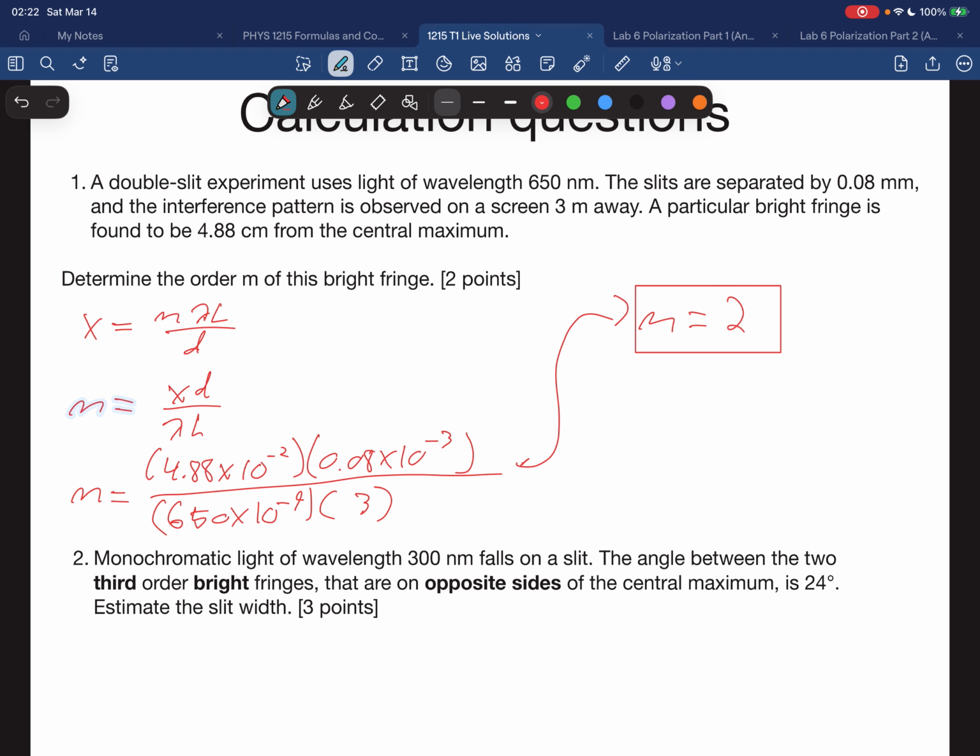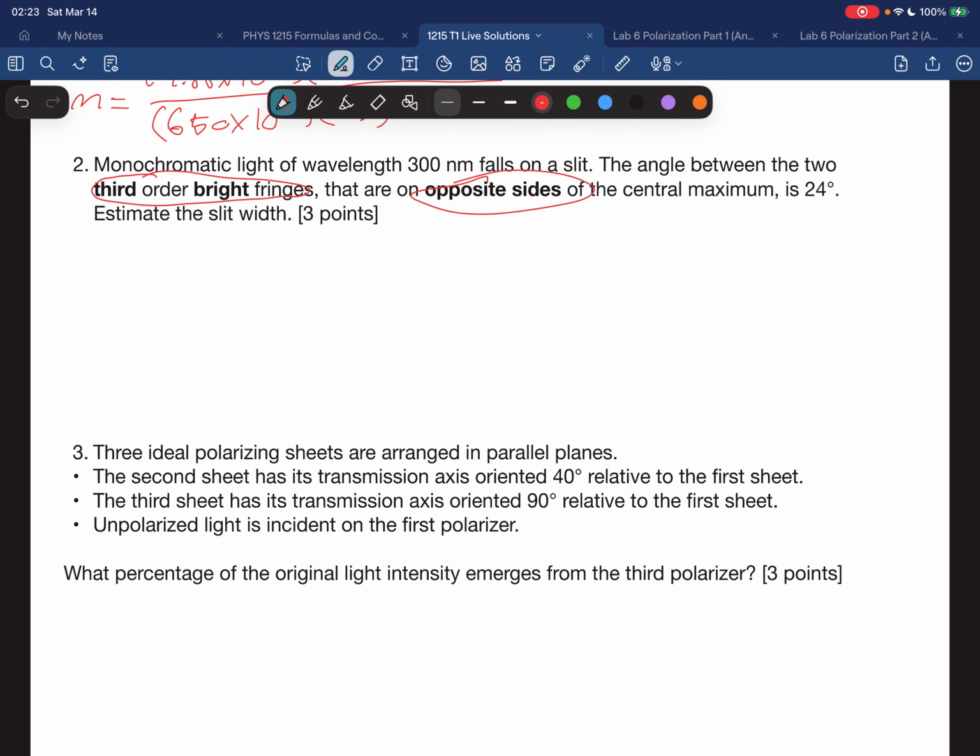For number 2, monochromatic light of wavelength 300 nanometers falls on a slit. The angle between the two third-order bright fringes, that will be important, that are on opposite sides, again important, of the central maximum is 24 degrees. Estimate the slit width. Great, so now this time we have a single slit, and we are looking for slit width. So let's rearrange.